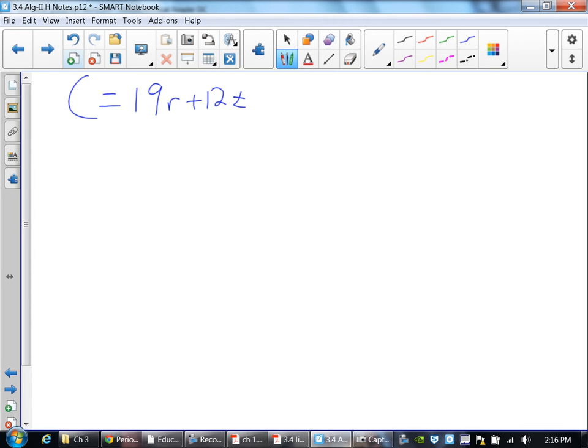I can make up to 600 radios. So is it less than or equal to 600 or greater than or equal to 600? Less than or equal to 600. Good. Same thing with the tape decks. I can make less than or equal to, what was it, 500?